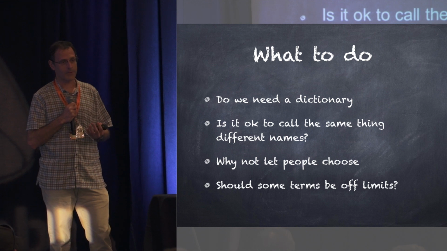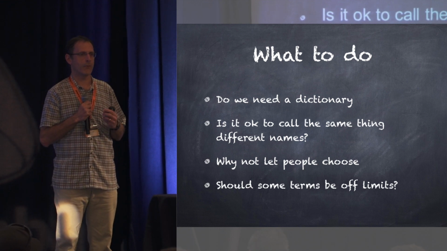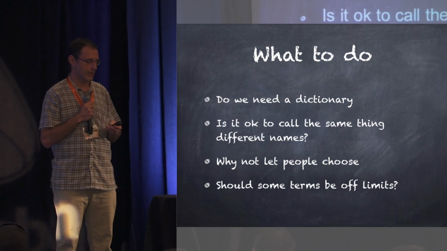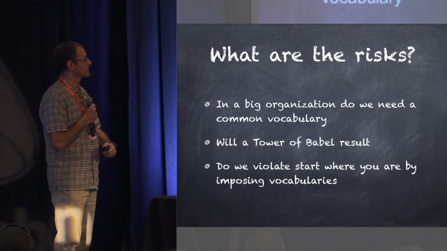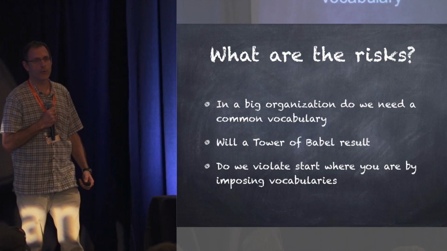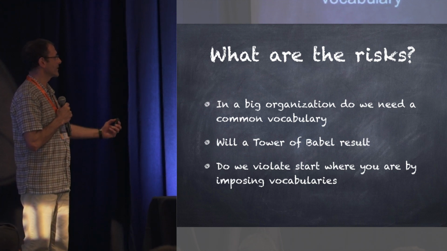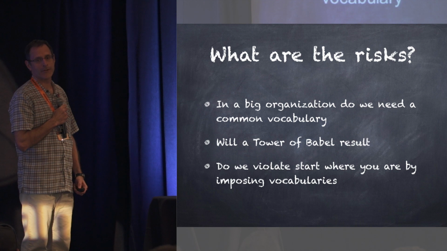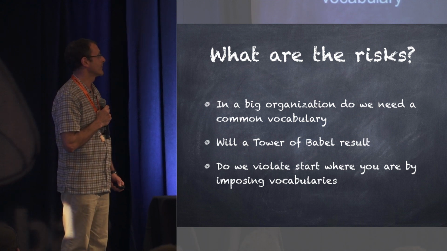In Kanban, we've always been taught that we're not dogmatic. We don't want to have high cohesion. So I think letting people do what they want, there's a lot to be said. And are there risks? Do we need this common vocabulary? Do we need to worry about a Tower of Babel if we don't do that? And we violate start where you are by imposing vocabularies. So these are all things that at least I think about. I'd love to talk about them with you.